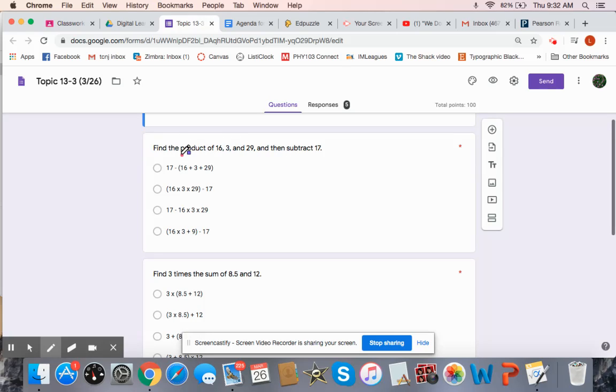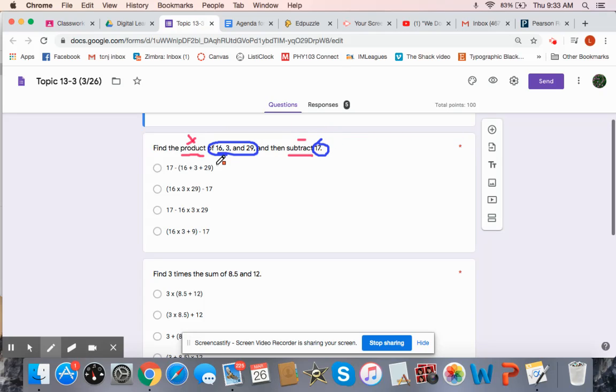So product, I know that stands for multiplication. Subtract 17, so minus 17. And that's really big because that means that we're subtracting last. It says do all of this and then subtract 17. So we are finding the product of 16, 3, and 29, which means we are multiplying 16, 3, and 29, and then subtracting 17.